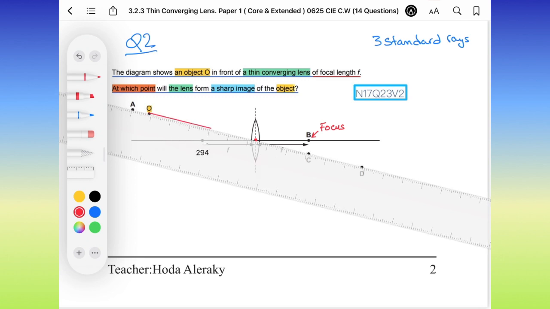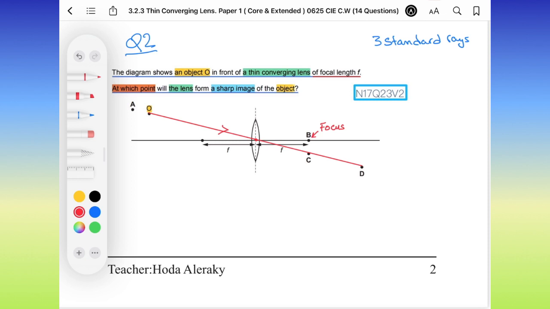undeviated. What do you mean by undeviated? Undeviated means it will not refract. It will continue in a straight line without any refraction, bending, or without any deviation. So we have here to choose between C and D.